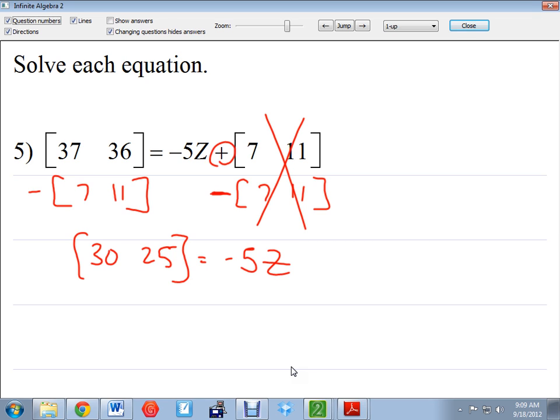Now we need to get rid of the negative 5, and matrix division is not really a thing. So what we need to do is multiply by the multiplicative inverse, negative 1/5, because 5 times negative 1/5 would be a positive 1, which would basically leave me just Z by itself. Of course, if I multiply the right side by negative 1/5, I've got to multiply the left side as well, and then we can just use the regular distribution into the matrix, scaling the matrix by negative 1/5, essentially. Negative 1/5 times 30 is negative 6. Negative 1/5 times 25 is negative 5.